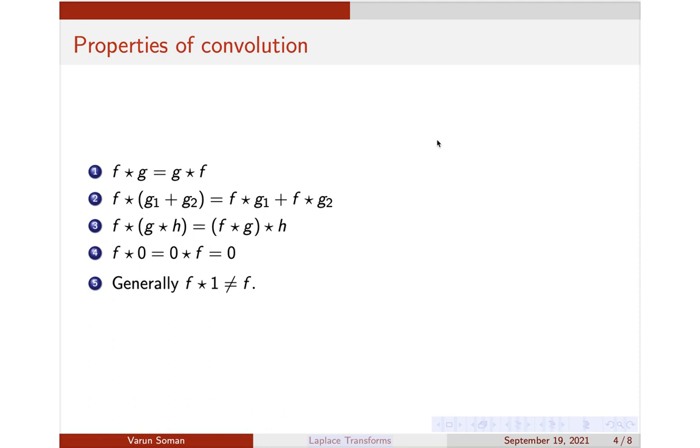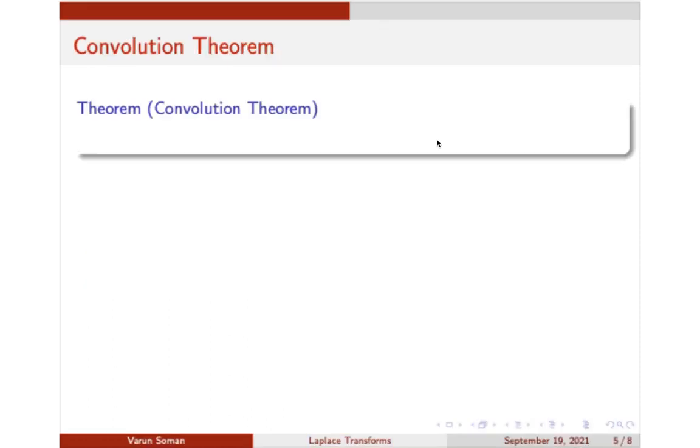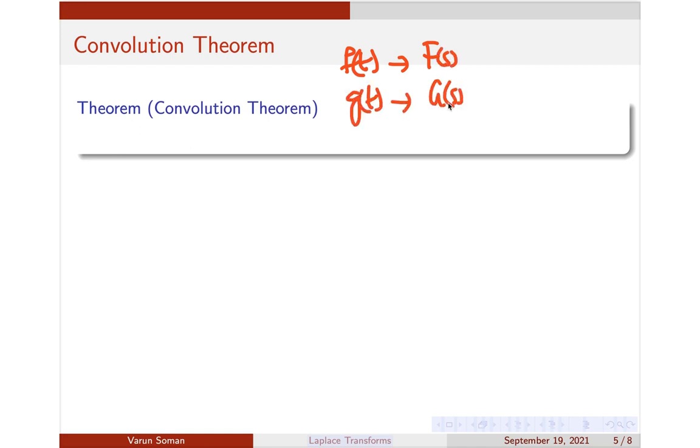So we will discuss more problems on convolution after we discuss the convolution theorem. Okay, so this convolution theorem, as I told you, you already know it. Suppose your f of t has transform F of s. Suppose your g of t has transform capital G of s. Then L inverse of this capital F into G is simply f star g or g star f. This is the convolution theorem.